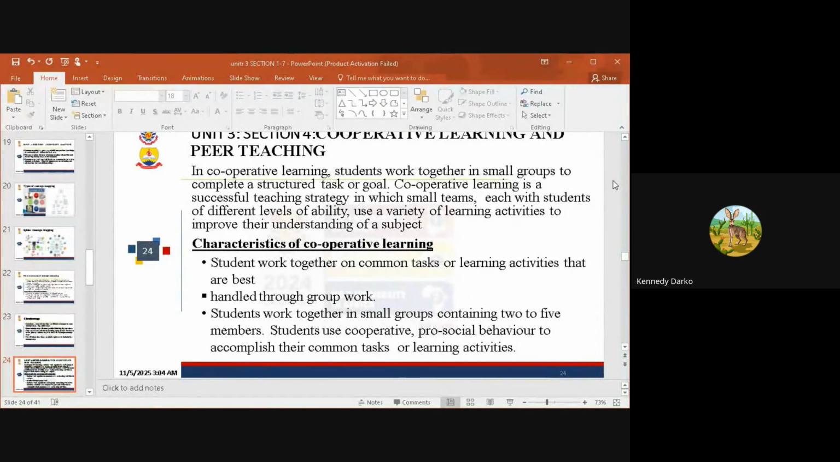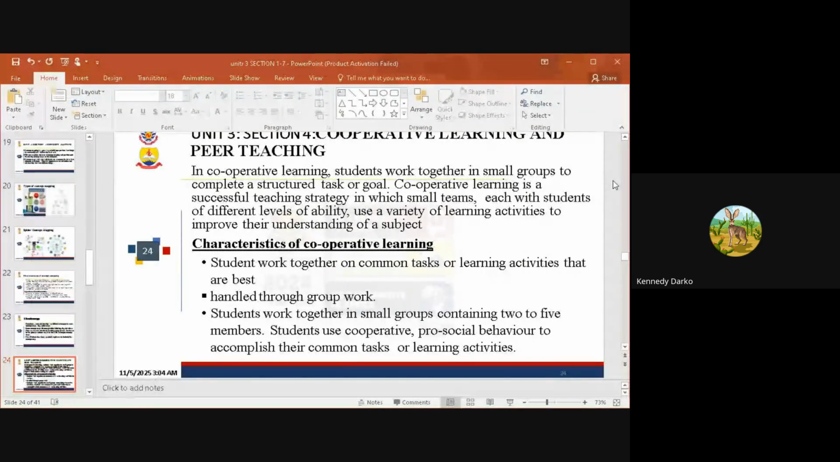Characteristics of cooperative learning. Students work together on common tasks or learning activities that are best handled through group work. Students work together in small groups containing 2 to 5 members. So in terms of cooperative work, if you want students to do that, they shouldn't be more than 5.